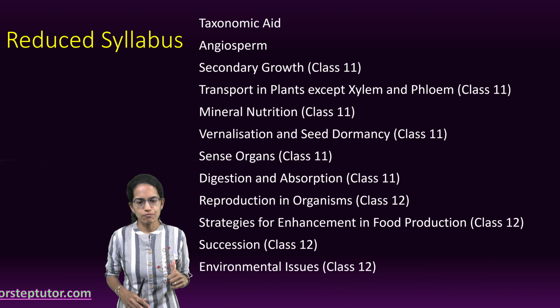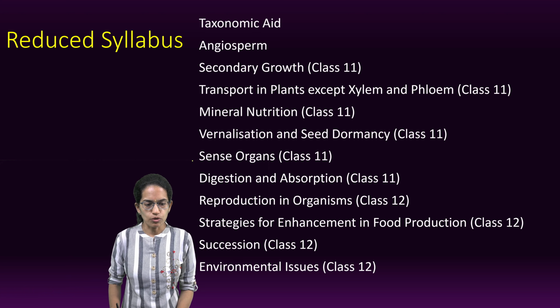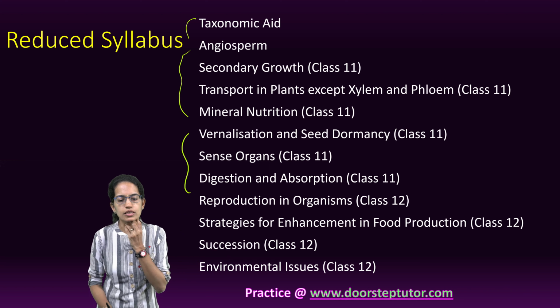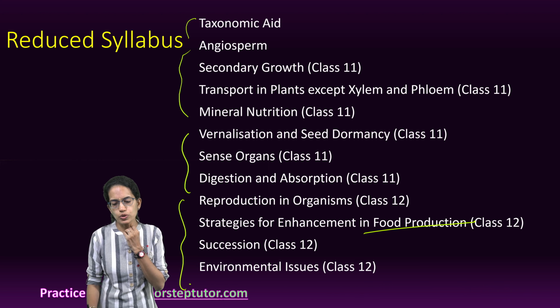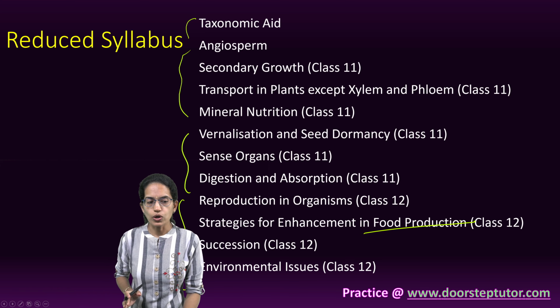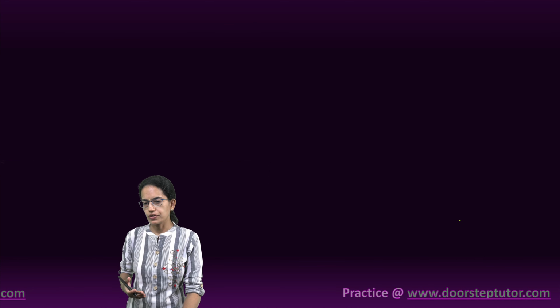The topics that have been removed from class 11 talk about sense organs, digestion, absorption, vernalization, seed dormancy, mineral nutrition, transport, secondary growth, mainly the topics related to botany, right? In class 12th, reproduction in organisms, succession, environmental issues, and ways to enhance food production, the theoretical topics have been removed.